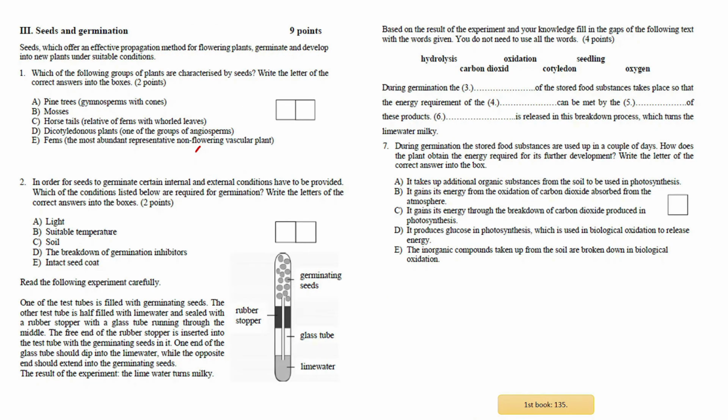Exercise 3. Seeds and germination. Seeds, which offer an effective propagation method for flowering plants, germinate and develop into new plants under suitable conditions. Which of the following groups of plants are characterized by seeds? Write the letter of the correct answers into the boxes.